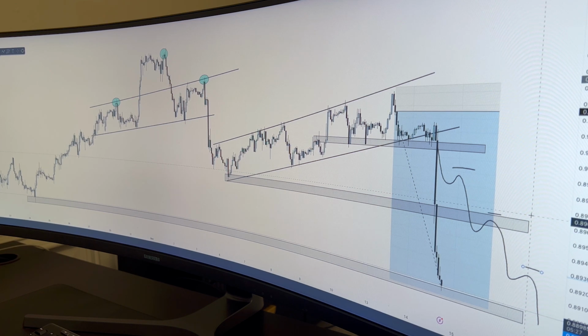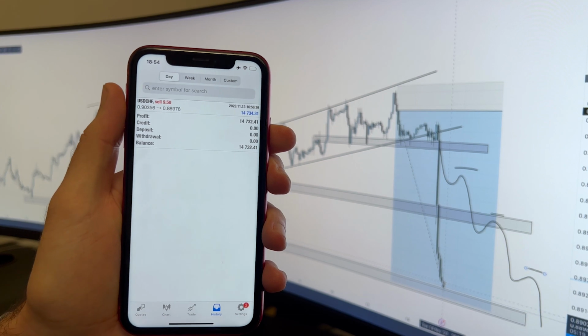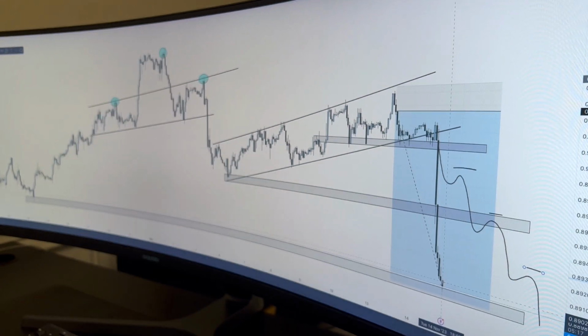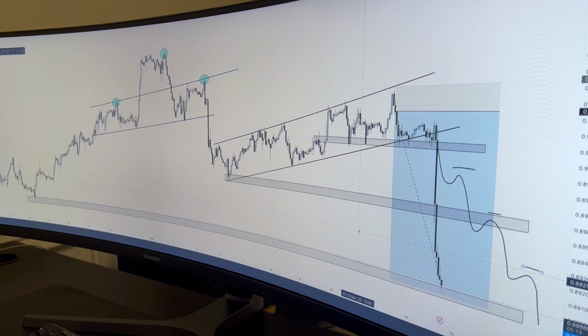We've come into the support level. We can see how we're currently reacting now. Buyers are definitely trying to step into the market. But let me show you the closed position. So that's the closed position there. Very good trade. Anything else to add?